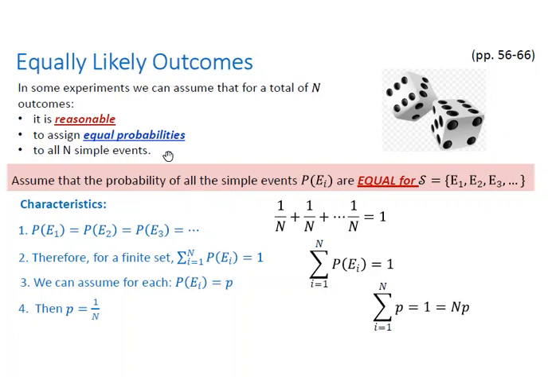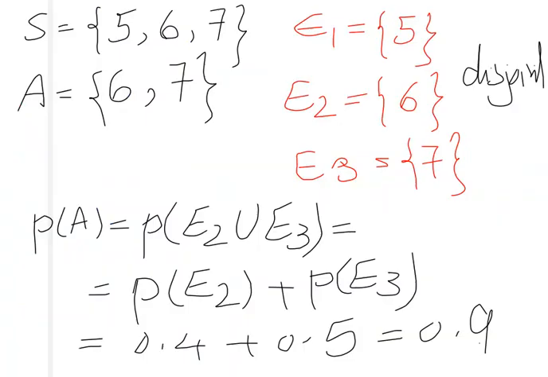What happens if the probabilities are distributed equally? At first, look at this example. Consider a coin that is fair.